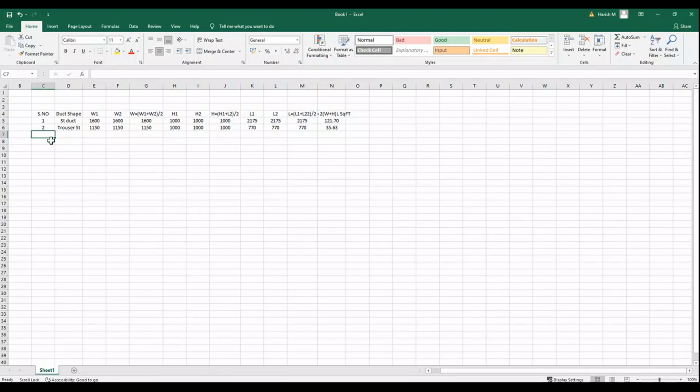Next, section 3. What is 3, sir? Reducer, right? Reducer. So on one side the reducer is 1600, and it is reducing from 1600 to 1100. Okay, it is reducing from 1600 to 1100. On one side it is 1600, width to 1100. Is height also reducing? Yes. So this will be the value.